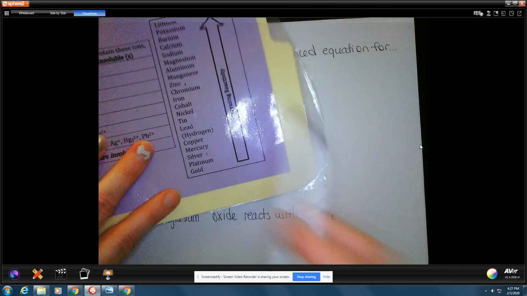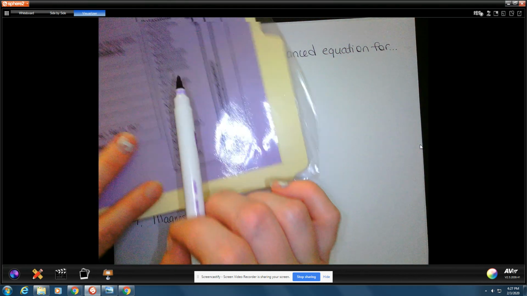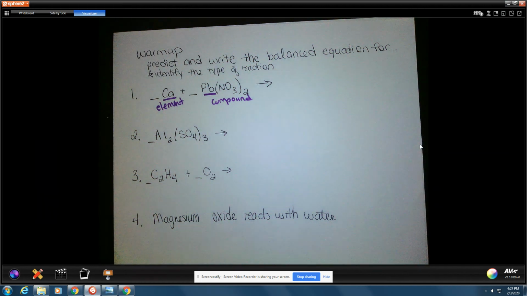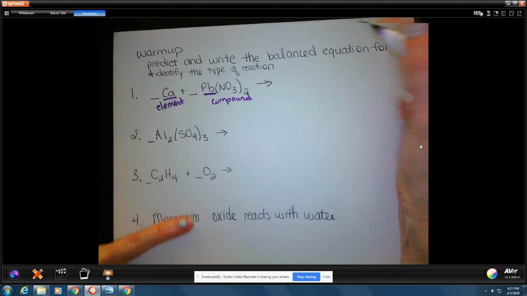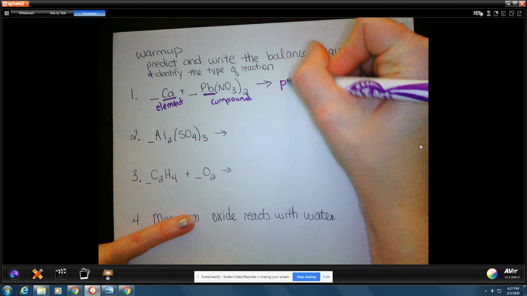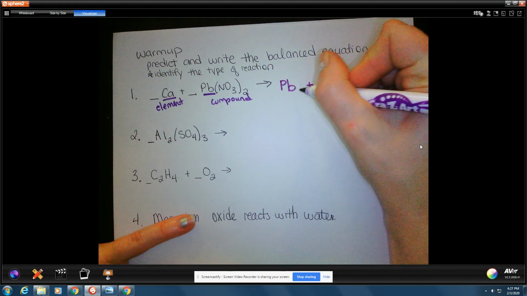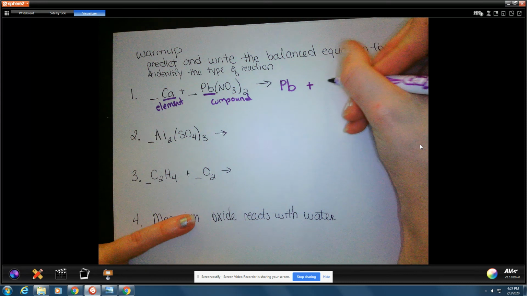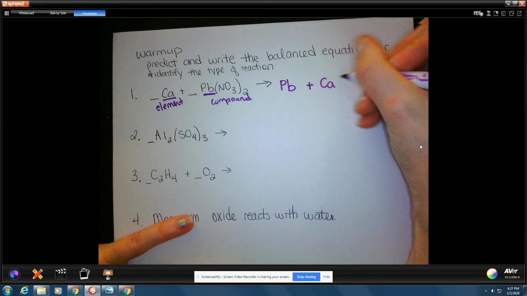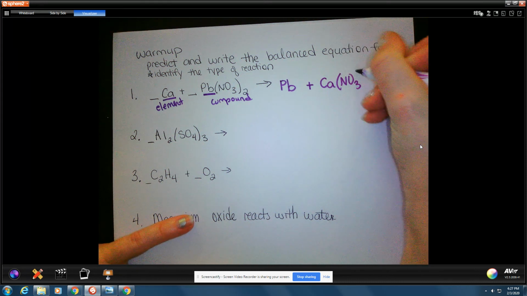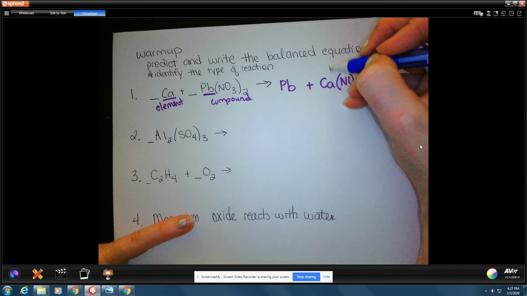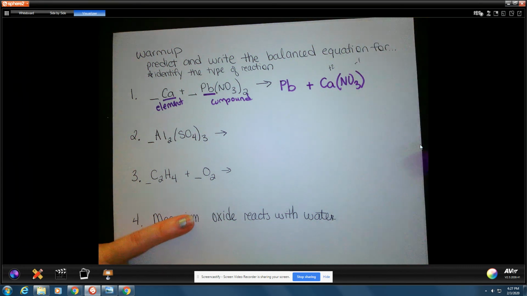So you would look here, calcium is higher than lead, so this reaction does occur, and calcium and lead will switch places. So now lead, Pb, is by itself. There is no 2 down here because it is not diatomic. And then calcium and NO3 will go together. Every time you write a compound, you need to take care of your charges. Calcium has a +2, nitrate has a -1. That means I need 2 of these.